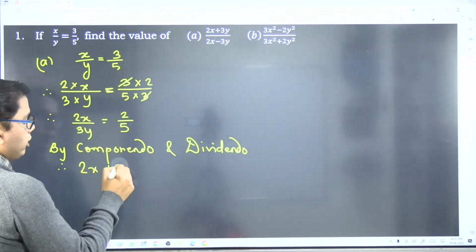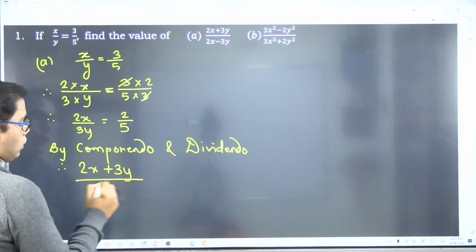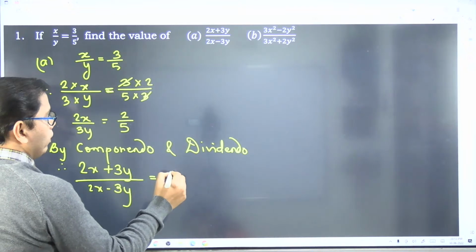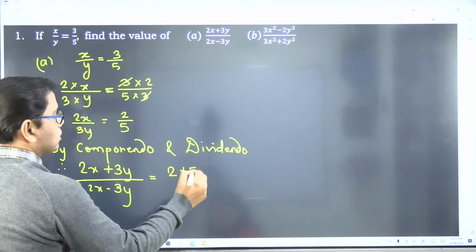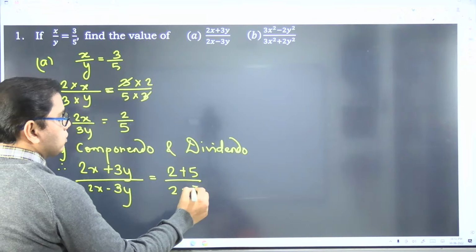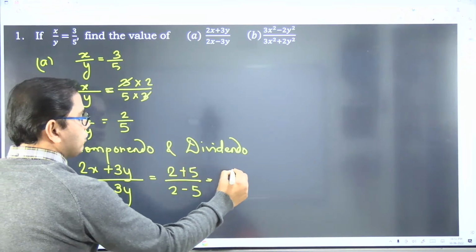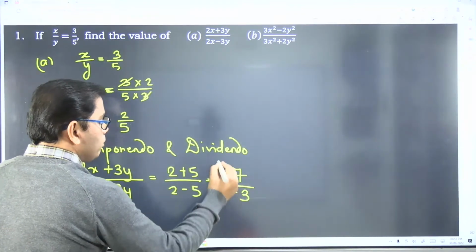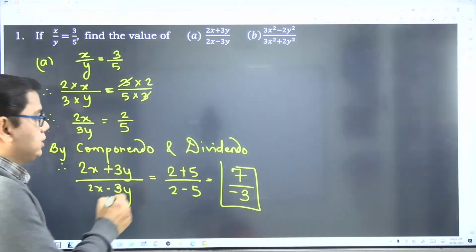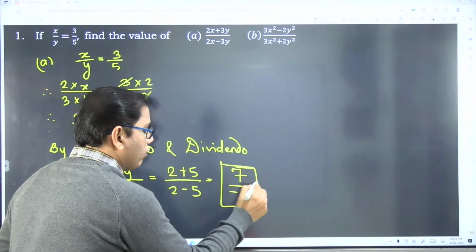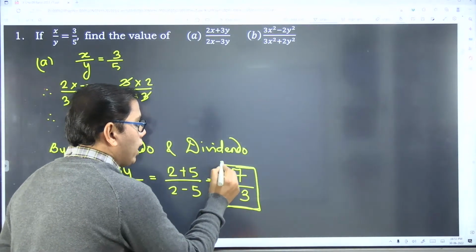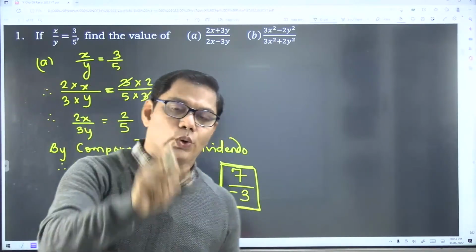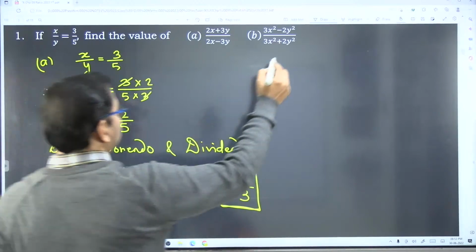2x plus 3y upon 2x minus 3y. Yes, this is the property of componendo and dividendo. The right hand side is 2 plus 5 upon 2 minus 5. So 2 plus 5 is 7 and 2 minus 5 is minus 3. So this is your answer. Have this habit of blocking your answer. Make it eye catching. Help your teacher to give you good marks.